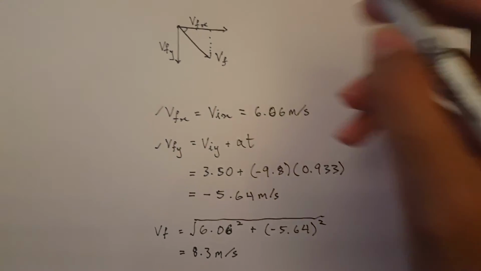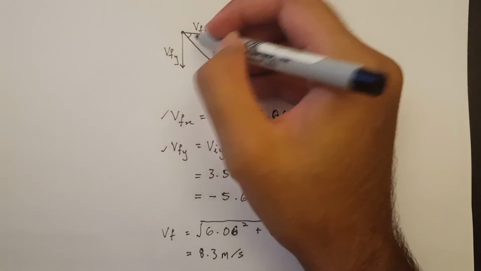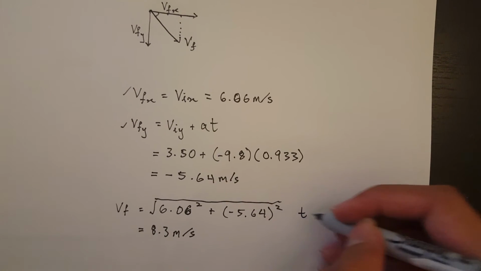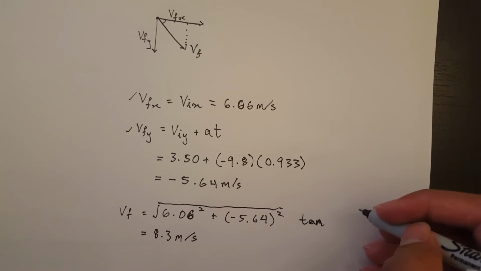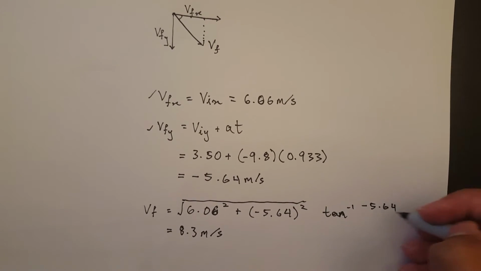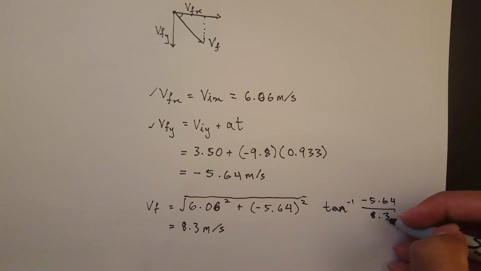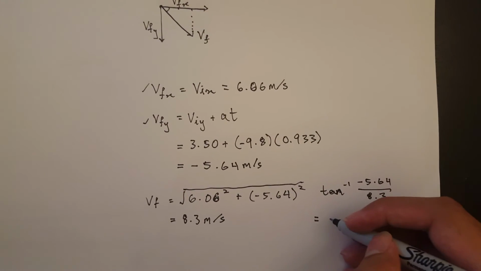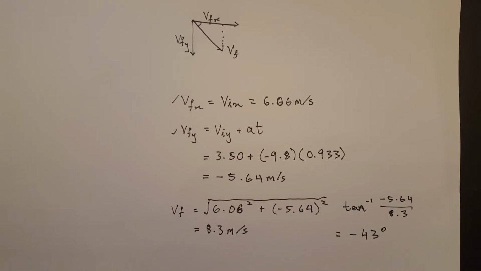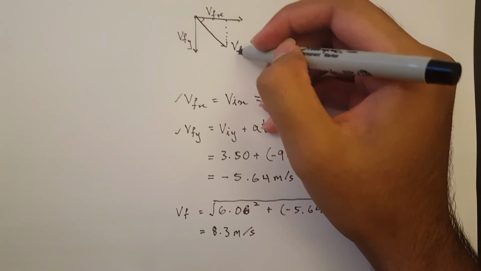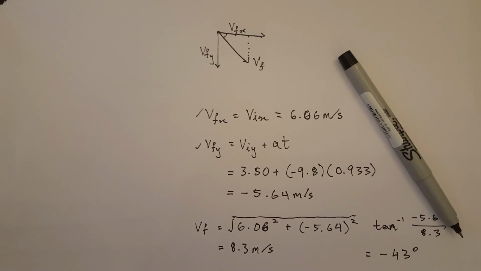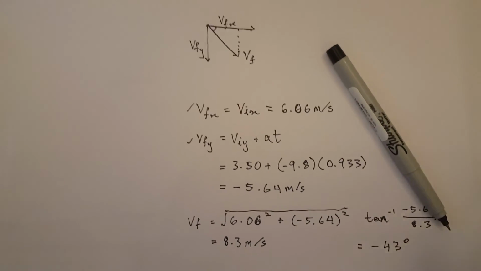And then in order to find this angle here, velocity means we have to find both the magnitude and direction. So in order to find this, we just use our tan inverse, and we'll find that tangent inverse of negative 5.64 over 8.3 will give us negative 43 degrees. So yeah, basically there you have it. You found your final velocity, and you've also found your angle, your direction at which the skateboard is traveling.